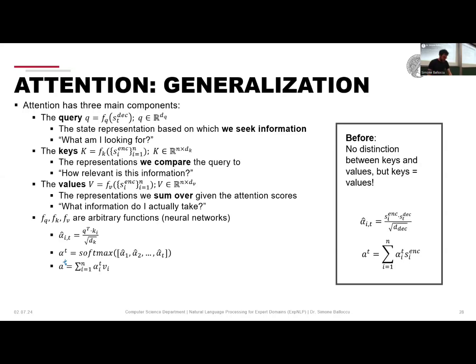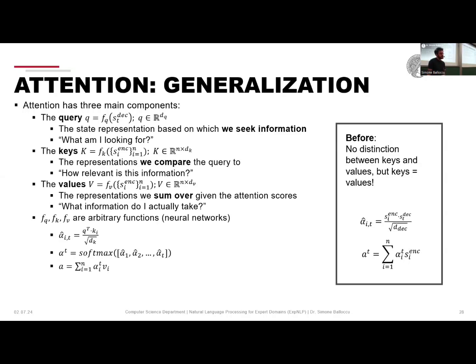The difference with before is that before we didn't distinguish between keys and values. If you see, we have S_enc here, which is the keys, and then we have here, which is the value. So now we're calling these two different things. So this is the general formulation of attention, which you see everywhere in the papers, and you should know mainly.